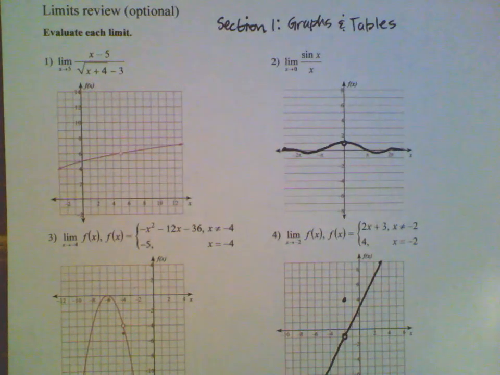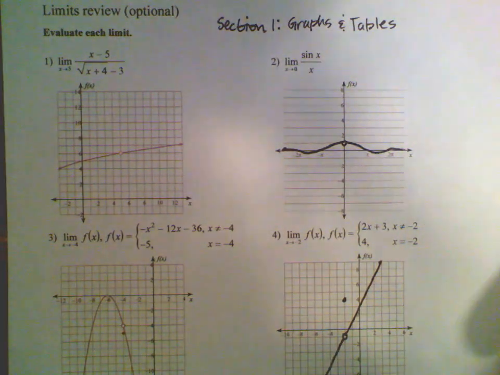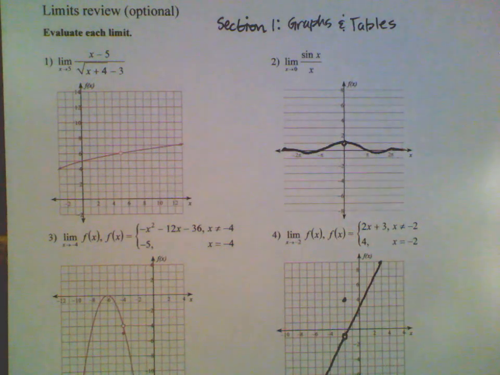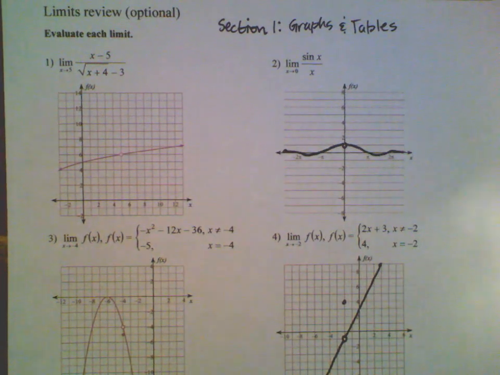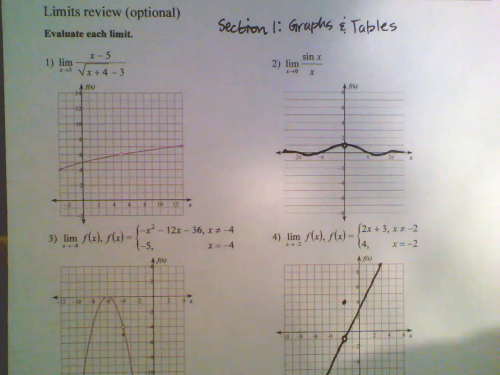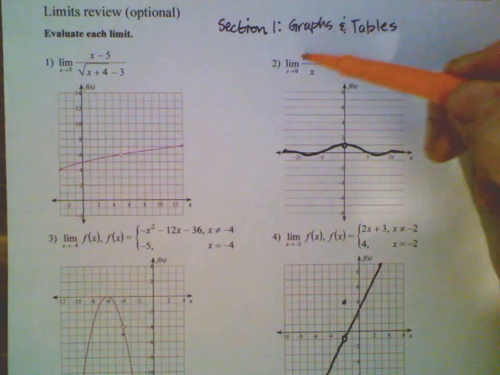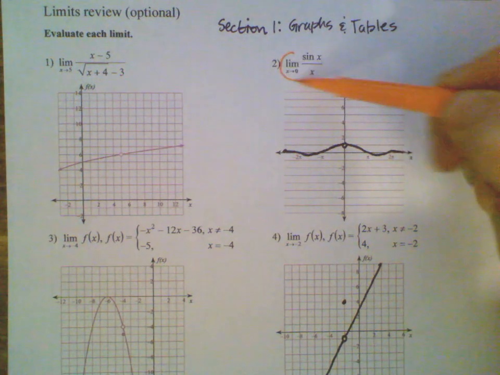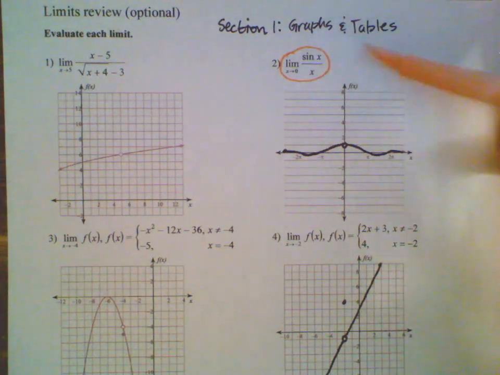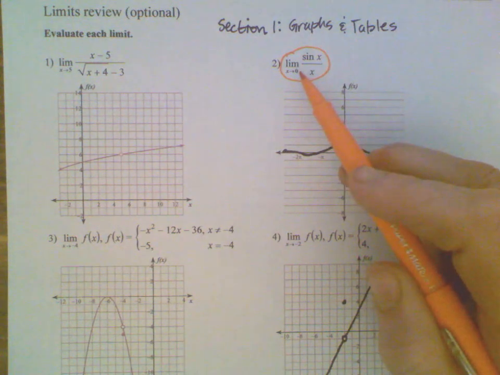So on the review, graphs and tables, here's my first set, section 1. Again, we're going to go through the evens together and then the odds you can look at on your own. So you still need to be aware of what you're finding the limit of, obviously, because that's going to determine where you center your direction. And so this is the limit of this function as x approaches 0.